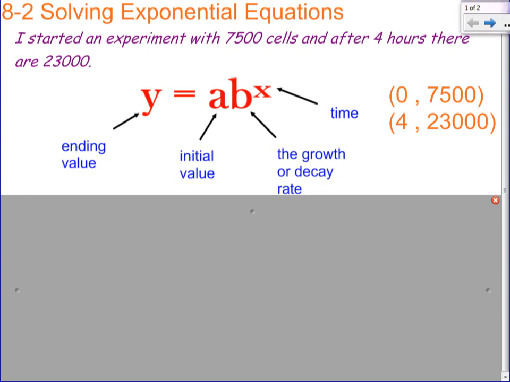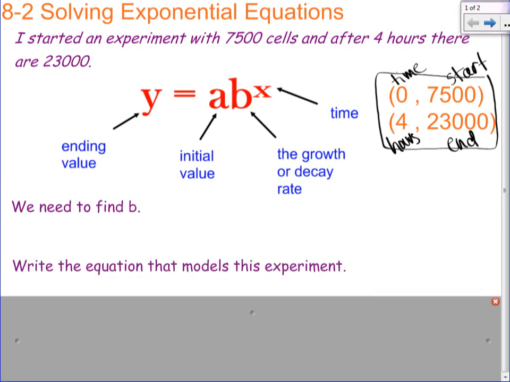Now, in the book, they're just going to give you these two coordinates over here and assume that you can figure out where to put them. It's a little bit easier if you put it into a context with a story. So at time 0, there were this many cells. 4 hours later, we ended up with that many. Know that they're not going to give you a word problem. They're just going to give you 2 points, and they want you to solve for what the equation would be.